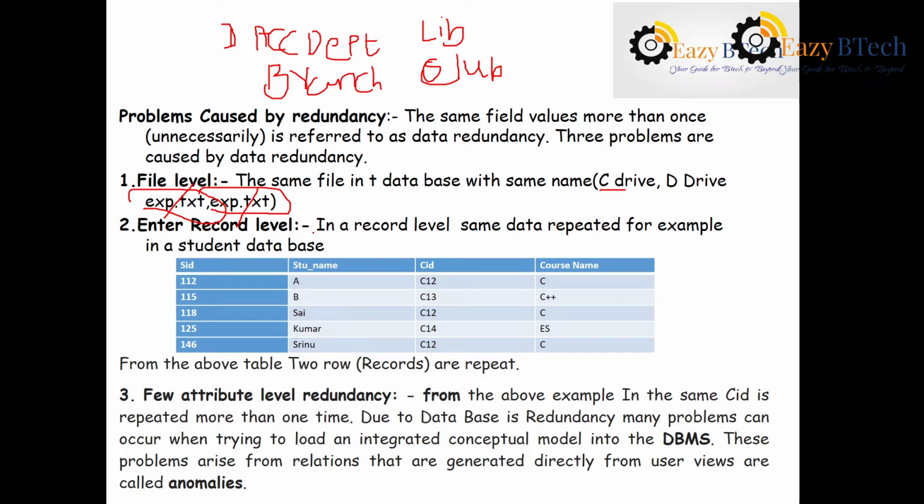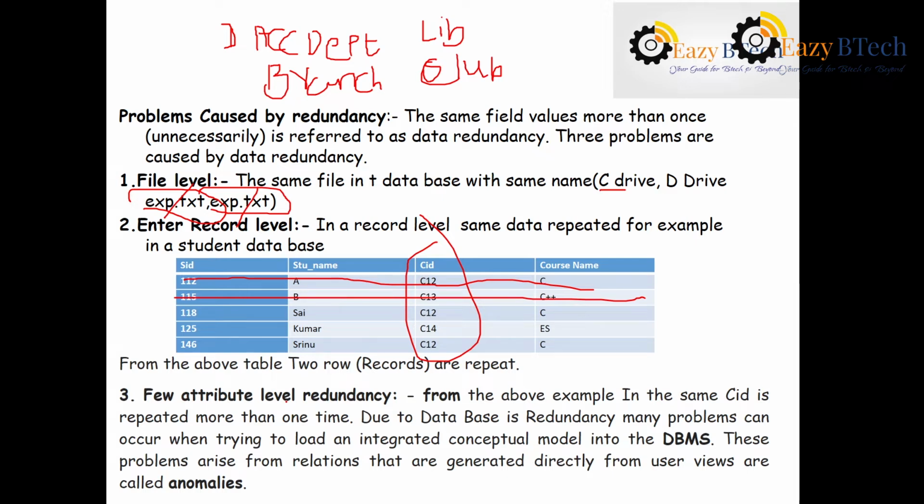And entire record level: entire record level is nothing but the same row. Here C12: if we have the same row multiple times, that is a problem. Then attribute level redundancy: the same attribute, here C12 C language, C12 C language, C12 C language. This attribute is repeated 3 times for different students.